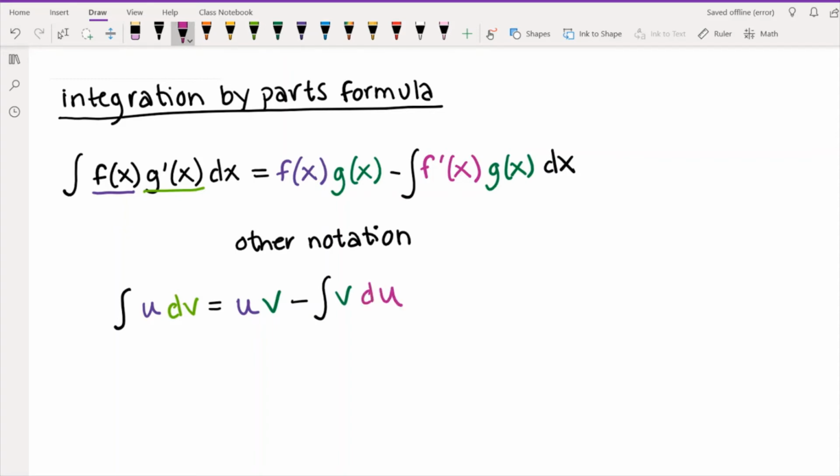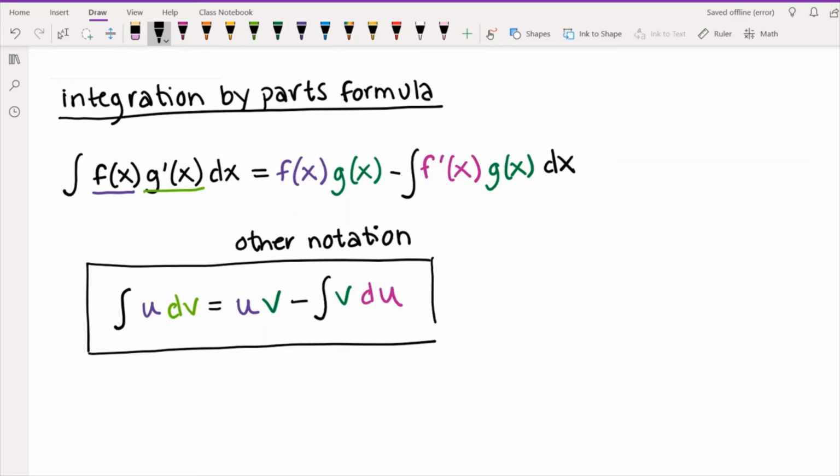The reason I'm giving this to you is that, personally, I have an easier time remembering this. And this is generally the way that if you were to type integration by parts into Google, there's a good chance that this is what you would see. So basically, it's exactly the same idea. You're calling the function you're taking the derivative of u. And then you're calling g prime of x dx all as one piece dv.